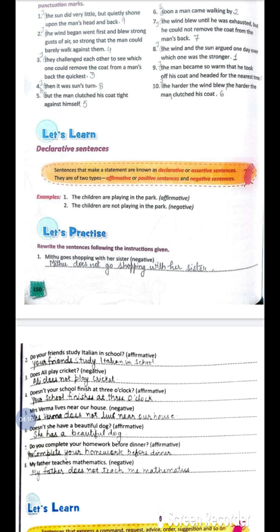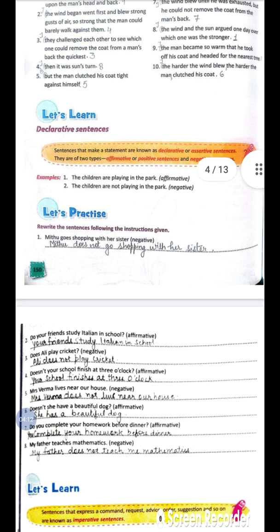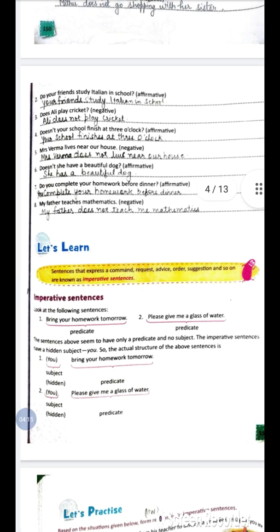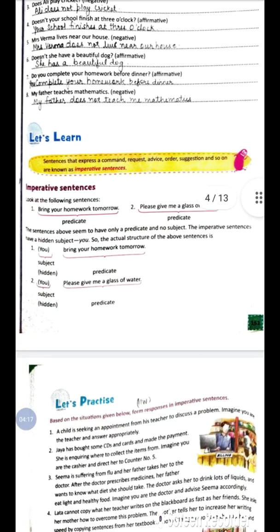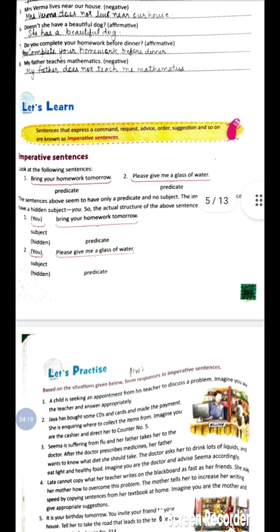Okay. Next part is the imperative sentences. Sentences that express a command, request, advice, order, suggestion, and so on are known as imperative sentences. Bring your homework tomorrow. You are giving an order. Please give me a glass of water. That is a request. Okay.